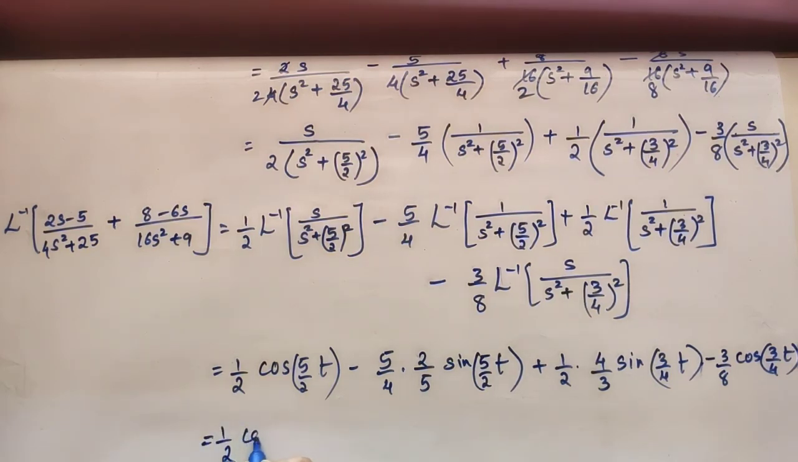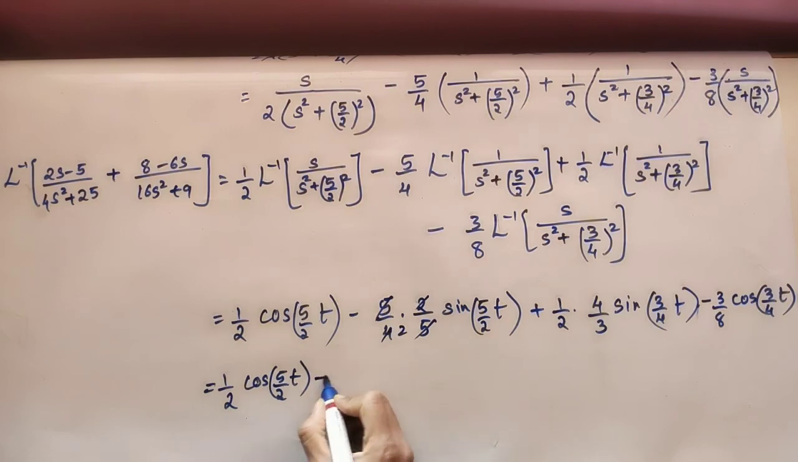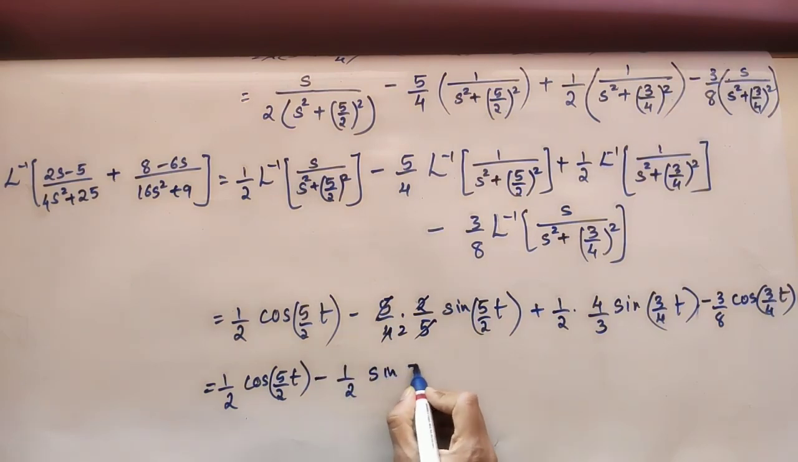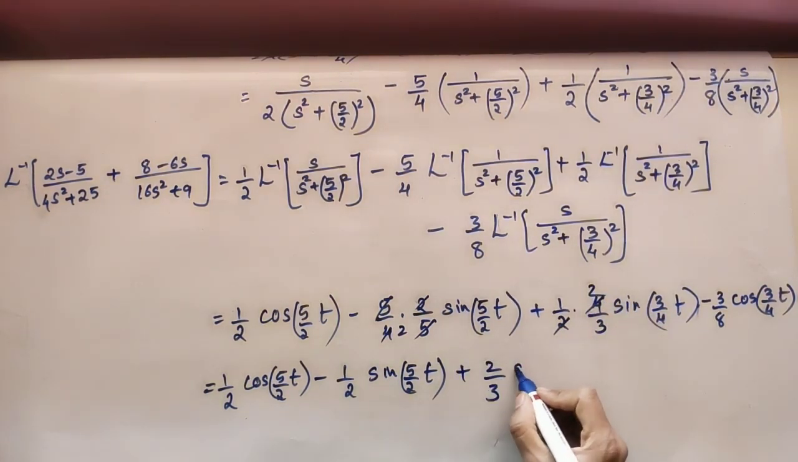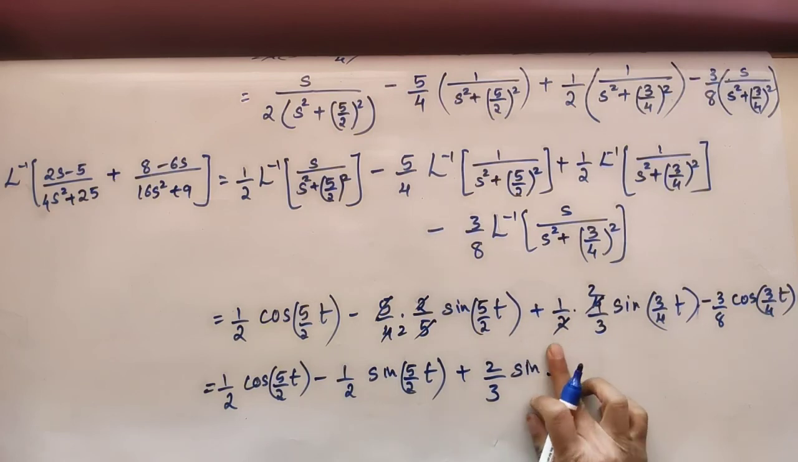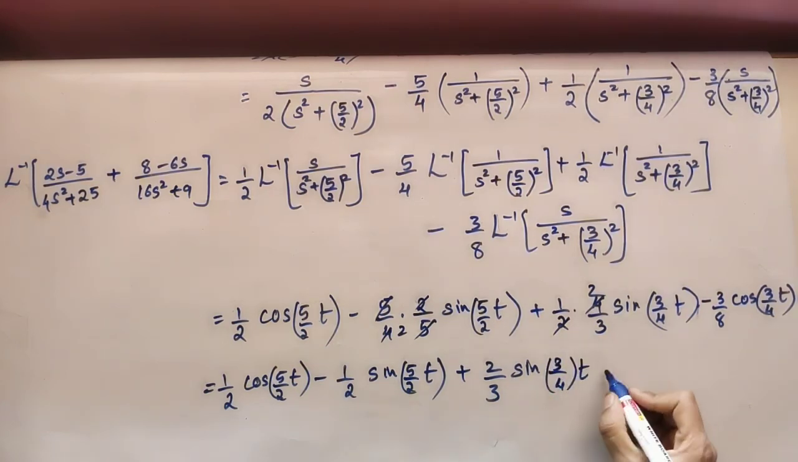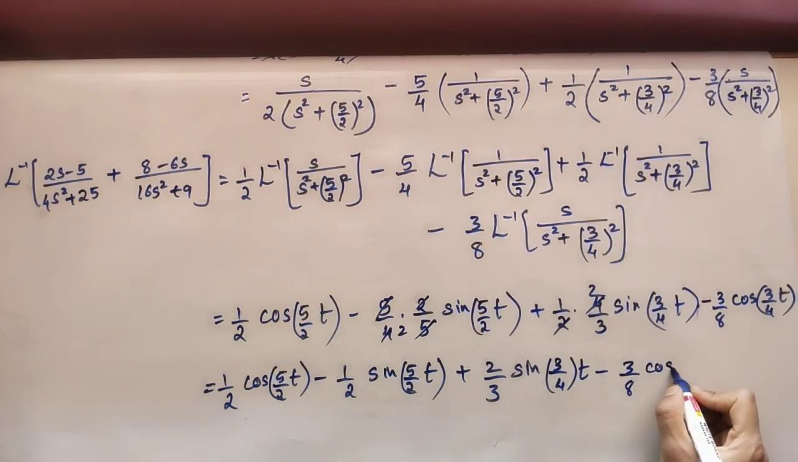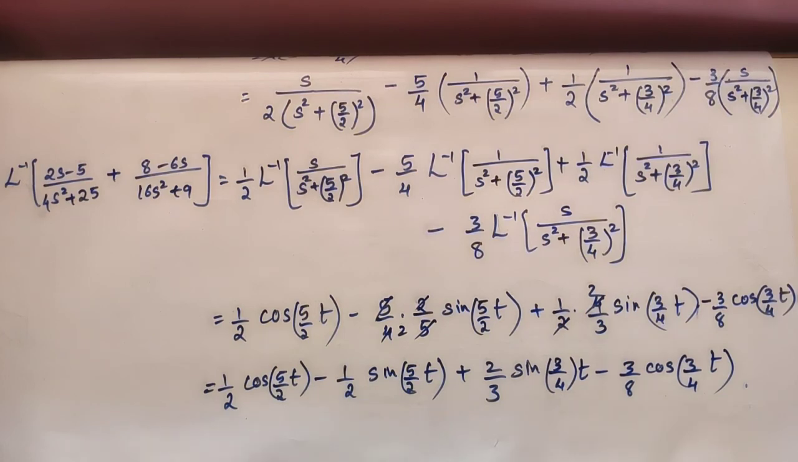It is half cos 5 by 2t. I hope it is seen. It is minus half sine 5 by 2t, plus 2 by 3 sine 3 by 4t, minus 3 by 8 cos 3 by 4t. So this gives you the complete solution for this problem.